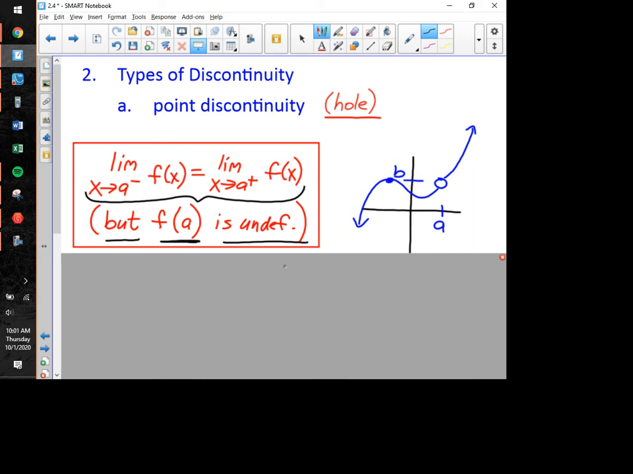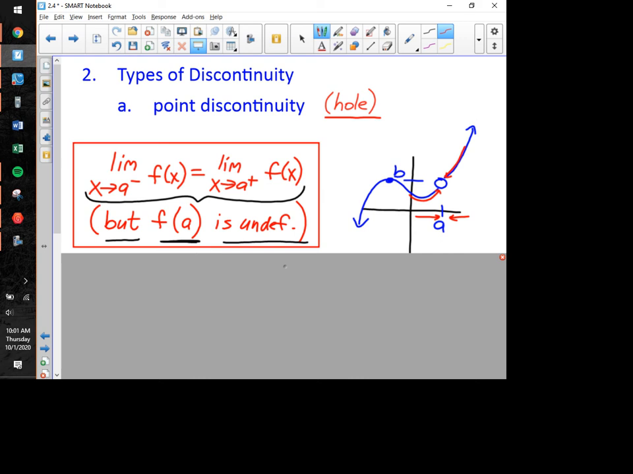And this graph over here at the right perfectly illustrates what we're just talking about here. It would appear that as x is approaching a from the left, our curve is going like this, y seems to be approaching a value of b. As x approaches a from the right, y is approaching that exact same value of b. So both the left-hand limit and the right-hand limit exist, and they agree with one another. But the problem with continuity here is that f of a itself is undefined.